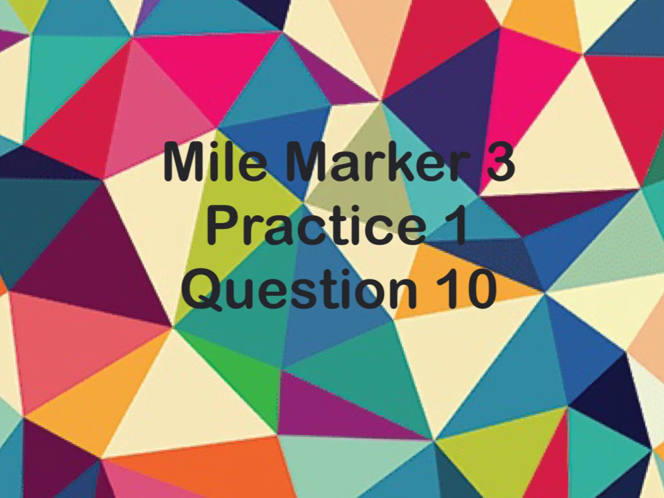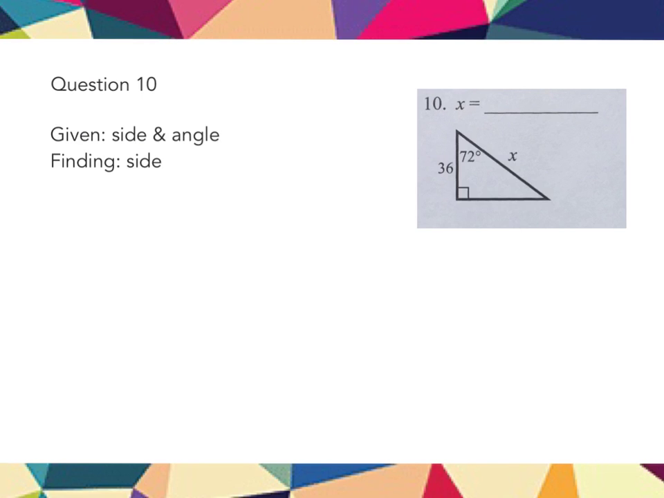This video is for mile marker 3, practice 1, question 10. In question 10, we will notice that we're given a side and an angle of a triangle, and we are solving for another missing side. So that should be our key to code this as a trig problem.